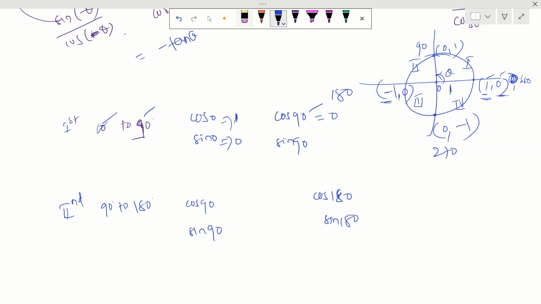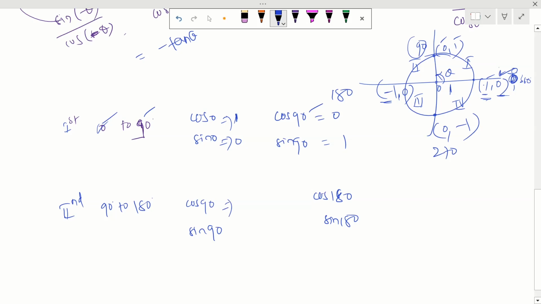So here the degree is 0, cos 0 is 1, and sin 0 is 0. Next is 90 degrees. For 90 degrees, this is first the cos value and this is the sin value. Cos 90 is 0 and sin 90 is 1. Understood? Likewise we can write for the second quadrant.